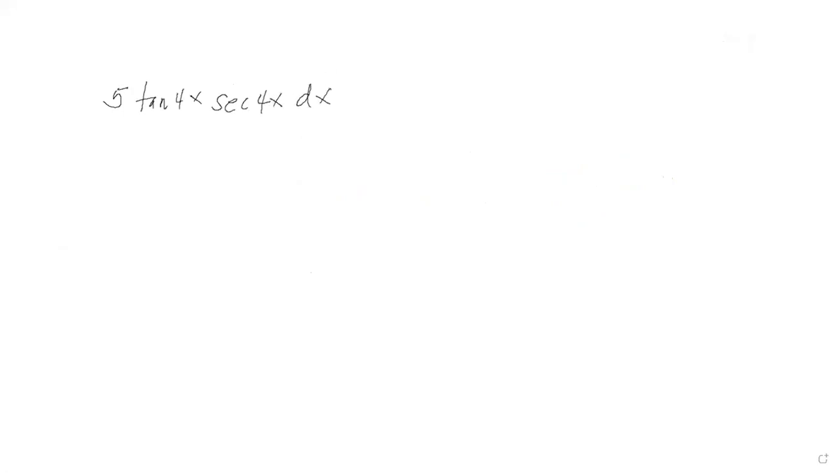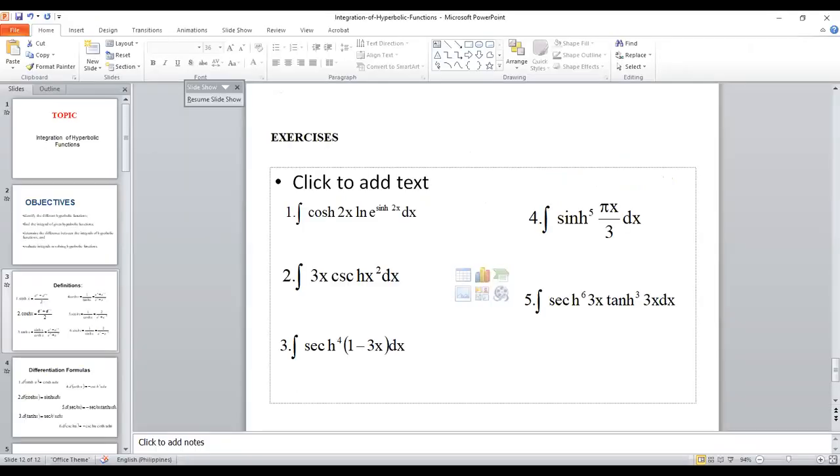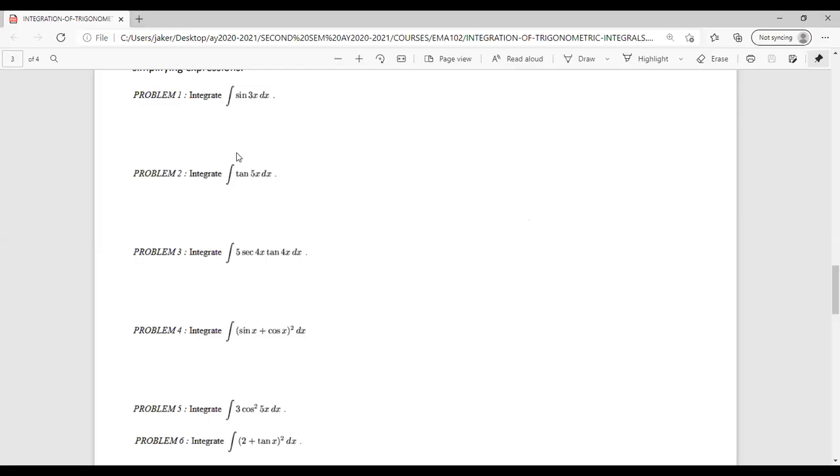Wait, is it 4x or is it raised to 4? Let me check the class. Where was it? New share. Here. Okay, secant 4x, tangent 4x. Okay, that's correct, 4, 4. So I'll go down to my whiteboard.